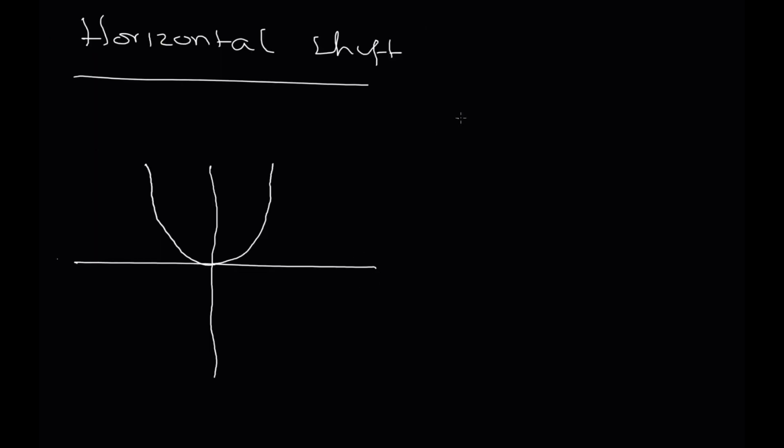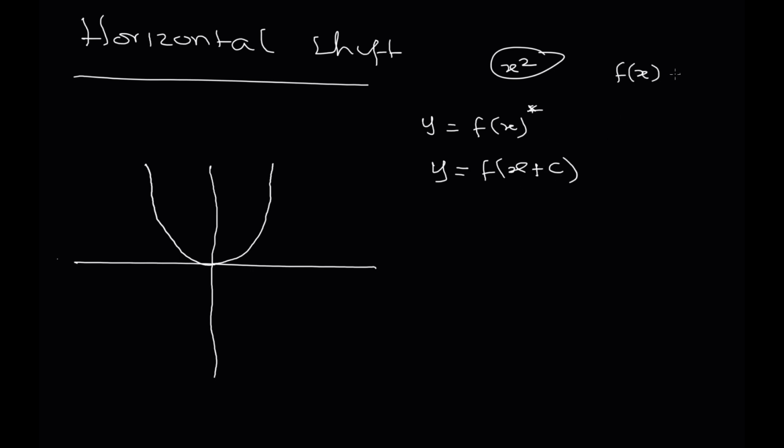Okay, so now we look at horizontal shift. So what function do we have here? We still have the same one, f(x). That's the parent form, which is what we're using. x squared can be any function. Now if we say this is going to be f(x plus c), notice that the c is not outside here, it's different from this. Now I'm changing the value inside here.